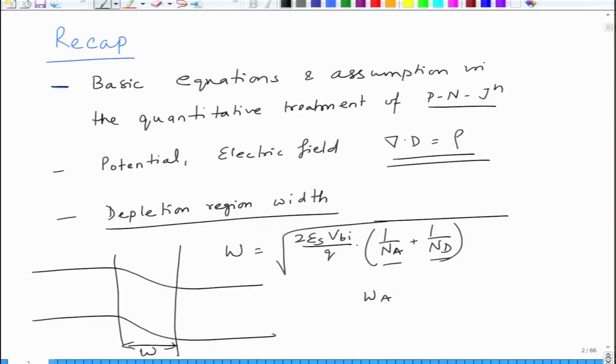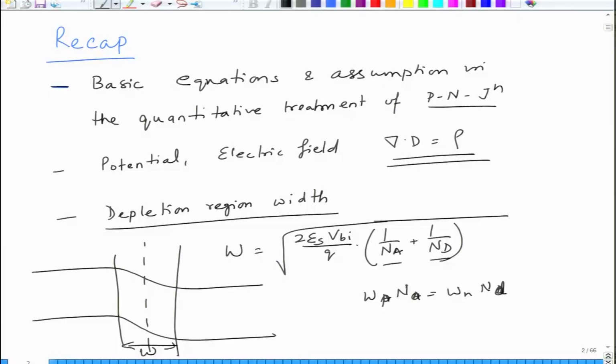It also tells us, because we know that Wp Na is equal to Wn Nd, that if the P side is heavily doped as compared to the N side, the P side is narrower, or if the N side is more heavily doped as compared to the P side, the N side is narrower. So, this is the message of the previous lecture.